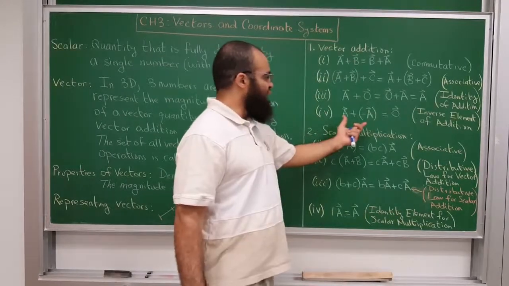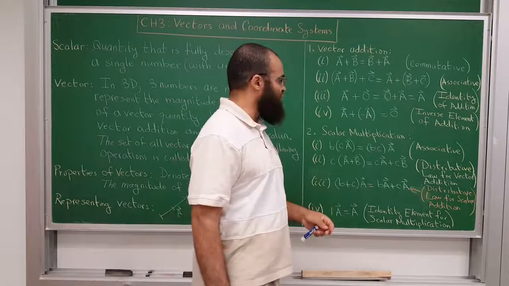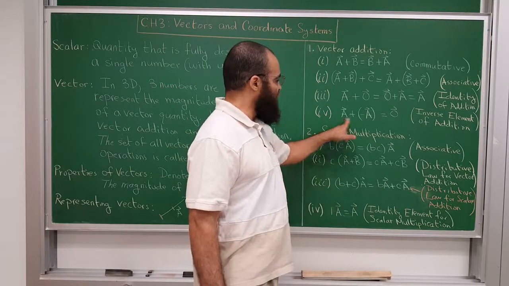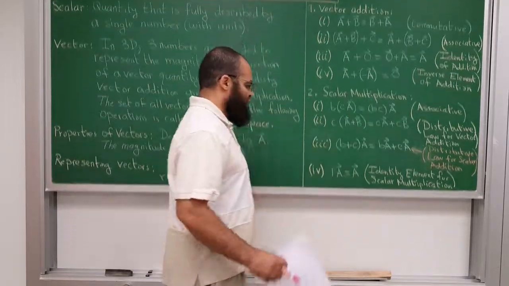And then there is an inverse element for every single vector. There is the inverse of that vector. And it's unique also. For every A, there is a negative A such that when you add A to negative A, you get 0.